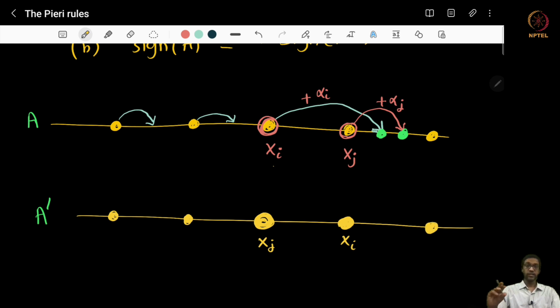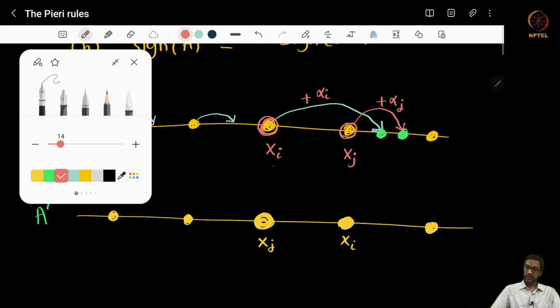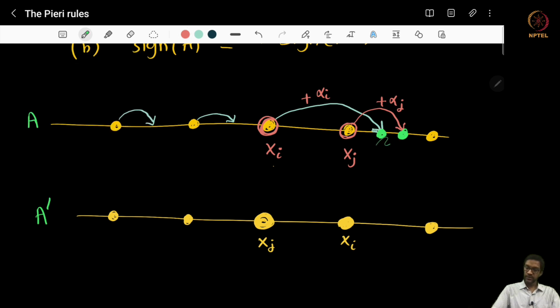Now I should also change my alpha. Okay. So how am I going to change my alpha? I sort of know where I need to land. Remember, in the original, this is where the new xi lands. This is where the new xj lands. So I know my new landing positions. This is where I want my xi to land, and this is where I want my xj to land. Okay. So that tells me what my new alphas should be.